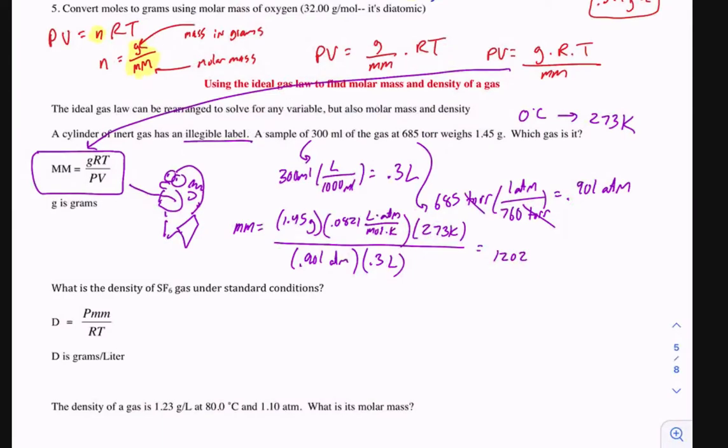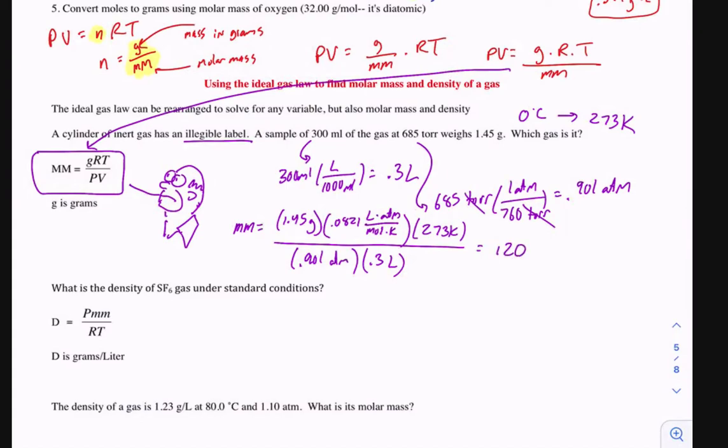Let me just double check that one more time. It seems a little high. That was way high. That was not right at all. I take that back. The molar mass is 120.